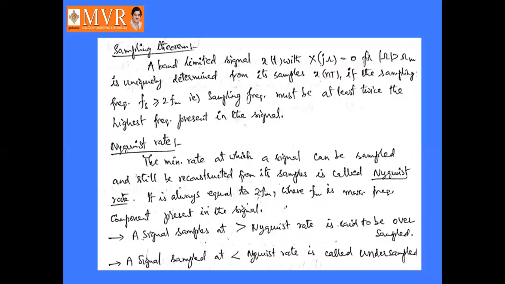Sampling frequency is greater than or equal to 2 into fm, that is, 2 times the highest frequency present in the signal. This is the sampling theorem. It is defined as a band limited signal x of t with x of j omega equal to 0 for mod omega greater than omega m is uniquely determined from its samples x of nT if the sampling frequency fs is greater than or equal to 2 fm, that is, the sampling frequency must be at least twice the highest frequency present in the signal. That is the definition of the sampling theorem.